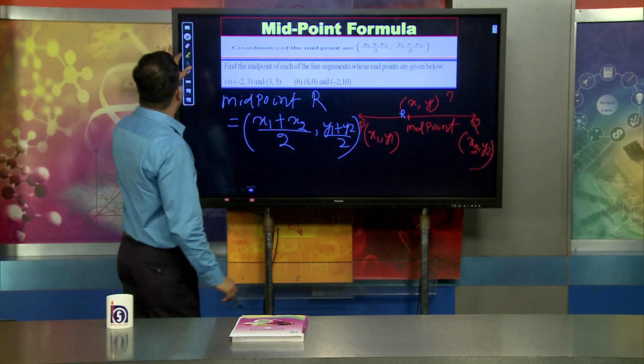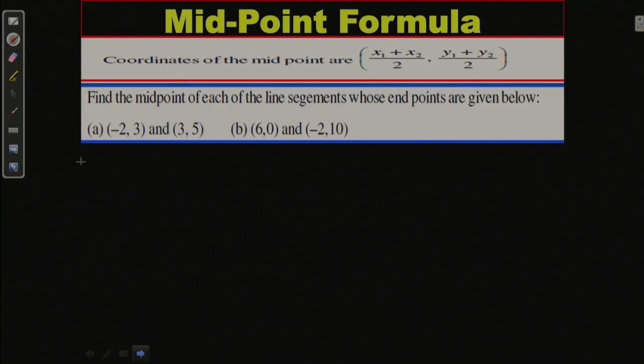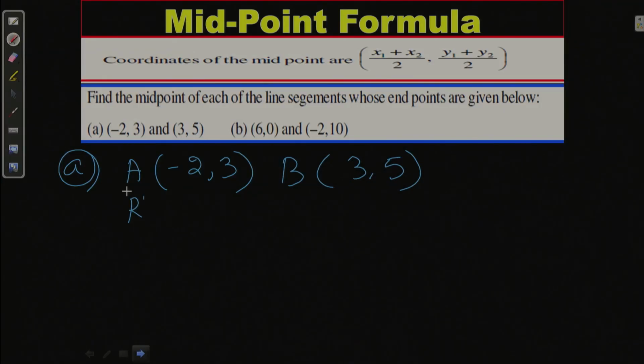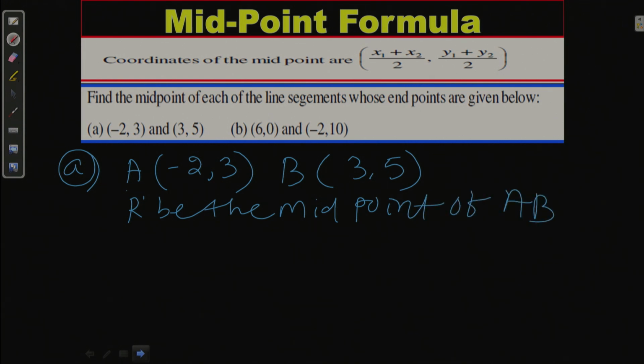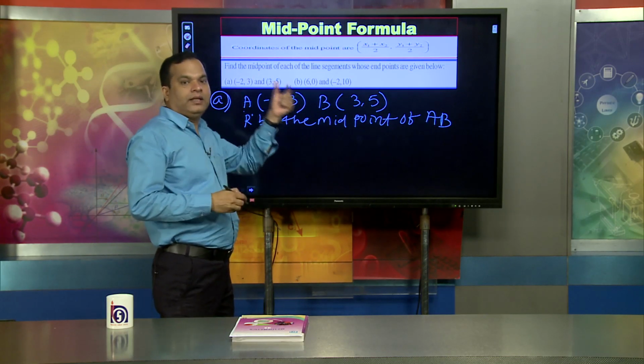For example, I can take two different examples. Suppose I am taking example A. Suppose this is the line, A is the point with coordinate minus 2, 3, and B is the point with coordinate 3, 5. Let R be the midpoint of AB. Then what is the coordinate of R? That is the question.